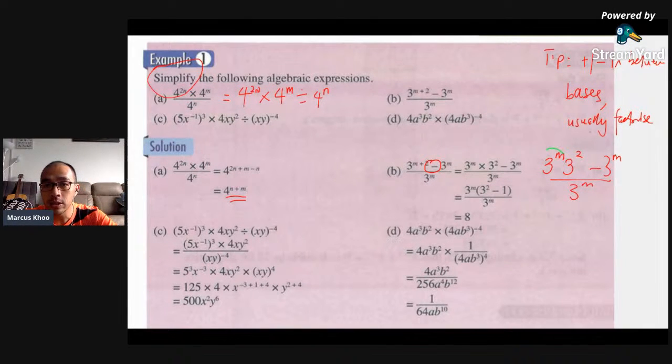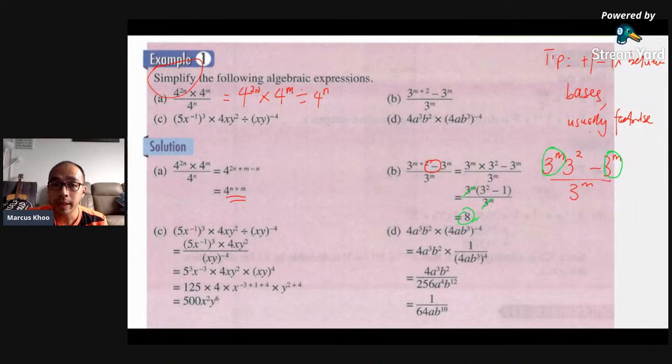Notice that these two terms both have 3 to the power m, which is what he's doing over here. Take out 3 to the power m, leaving 3 squared minus 1. Once you take out 3 to the power m, what remains is 1. So this one will be cut, and this answer is correct. 3 squared minus 1. If you press on the calculator, it is 9 minus 1 is 8. And that's the answer.